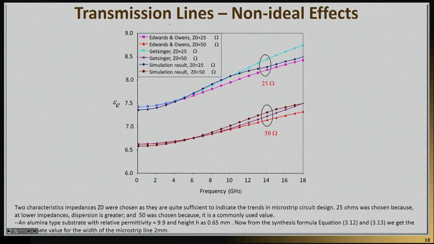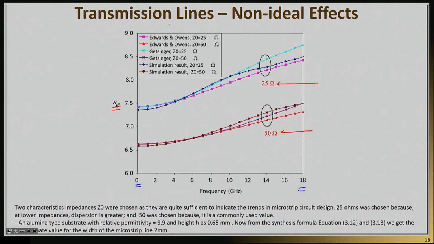This is an example of an actual simulation, and you will see essentially a microstrip line with two different impedances. So here's the impedance of 50 ohms, here's the impedance of 25 ohms, and we are basically plotting here the effective dielectric constant of this effective medium as a function of frequency. Notice that the frequency actually changes here by multiple octaves. It goes practically from DC all the way to 18 gigahertz.